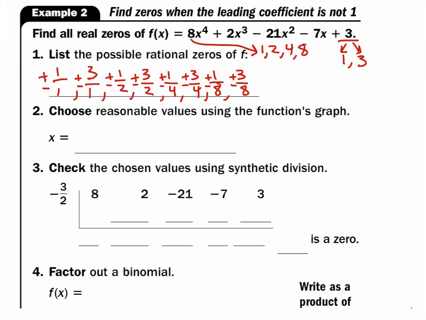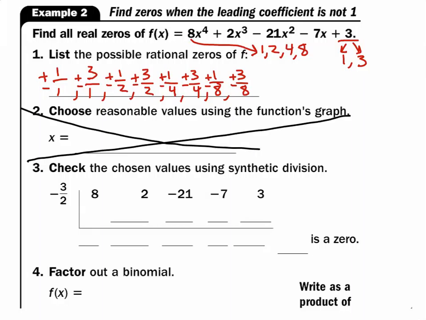That's 1, 2, 3, 4, 5, 6, 7, 8, 9, 10, 11, 12, 13, 14, 15, 16 different things to work with. It's kind of a lot. Now, on your assignment, I crossed off this part, choose the reasonable values using the function's graph. And the reason why is because we don't all have graphing calculators. So if you have a graphing calculator, you might be able to notice that none of the numbers could possibly be more than 1, so you wouldn't do 3 or something like that.